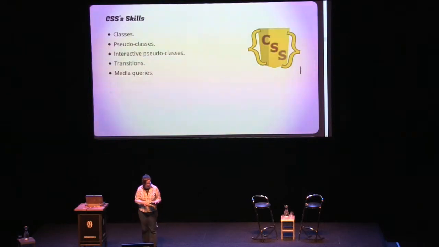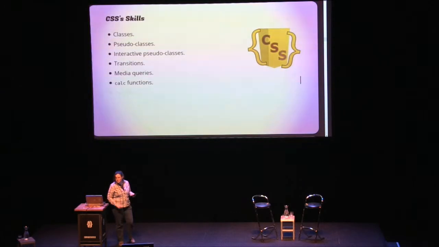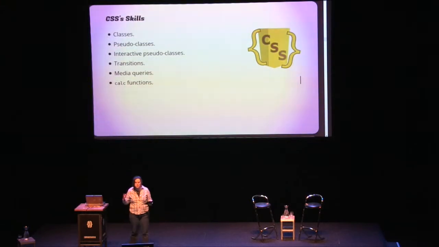I'll have a couple examples later. Another really, really awesome thing about CSS is the calc function, this idea that you can mix multiple units, some of which are absolute, some of which are relative. You've got viewport units, you've got percentage units, you've got font relative units. You can just add them all together.